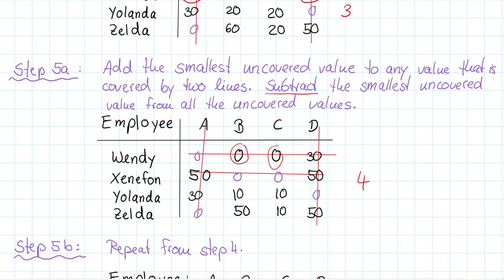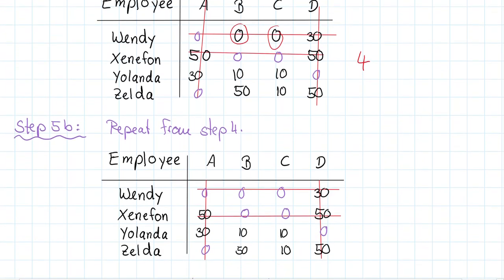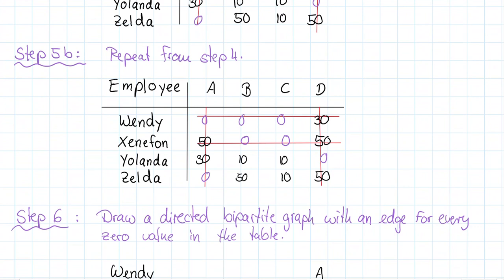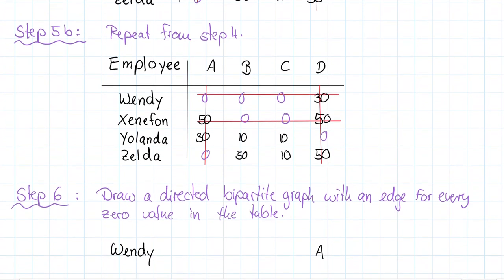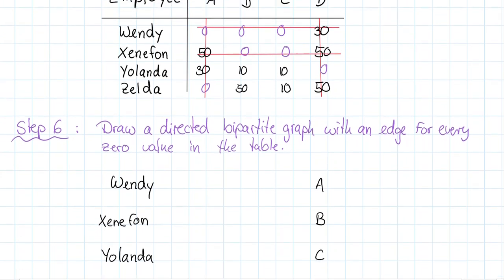But I need to make 4 allocations. So this time the number is equal. So I jump to step 6, finally. What's step 6? We draw a directed bipartite graph with an edge for every 0 value in the table. Okay, so an edge for every 0 value in the table.